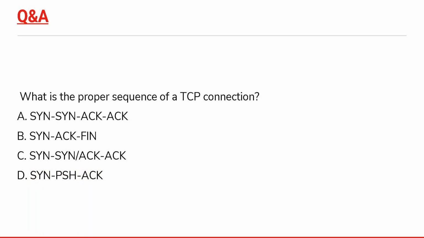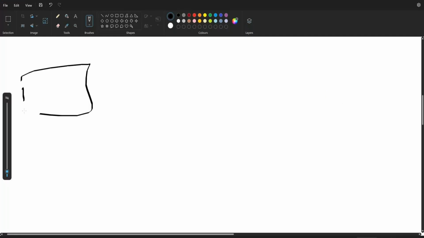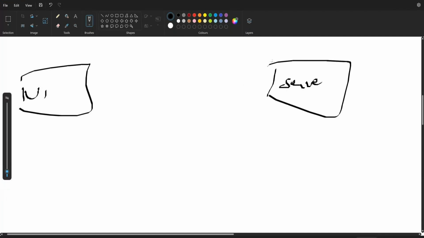So guys, the proper sequence for the TCP three-way handshake is option C: SYN, SYN-ACK and ACK. Let's say we have a user and a server, and they want to build a TCP connection.